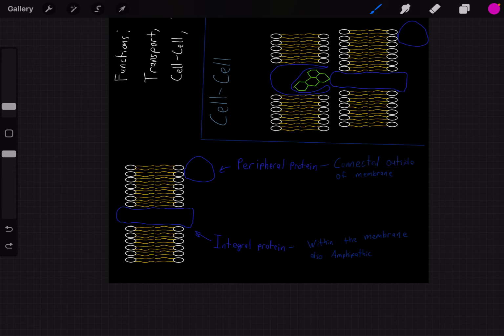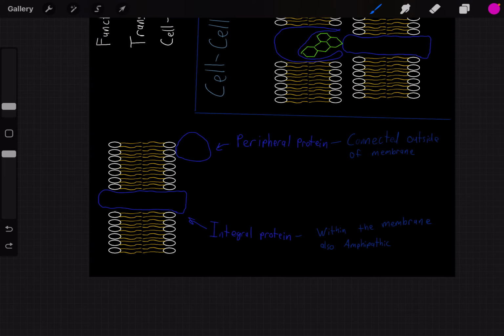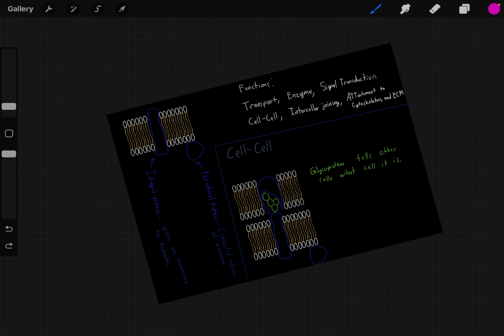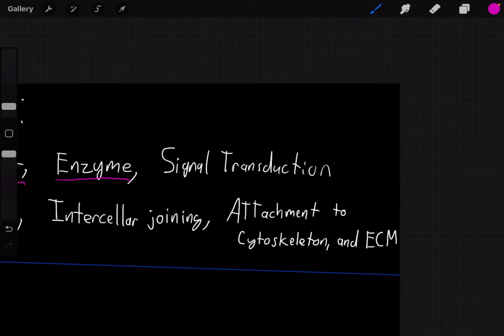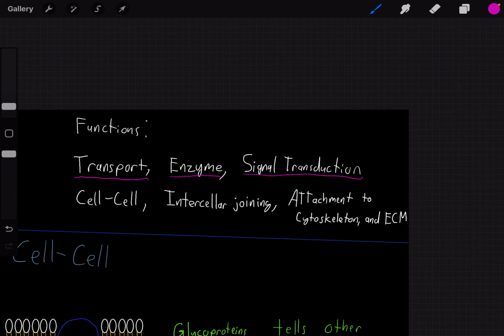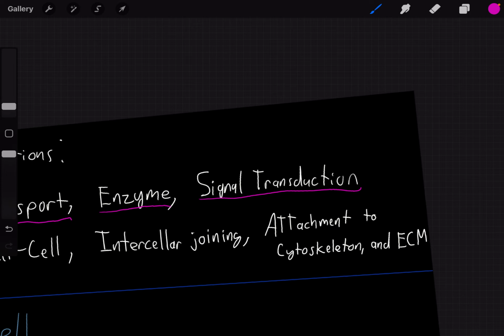Now that we talked about the types of proteins that can be in a plasma membrane, we need to talk about their functions. So, of course, they can transport. This would be facilitated diffusion and active transport. Enzymes, so helping the breaking and forming of bonds. Signal transduction, which basically uses a receptor to connect to a protein, and the protein will then release a solute or something. Something will happen when the receptor is full.